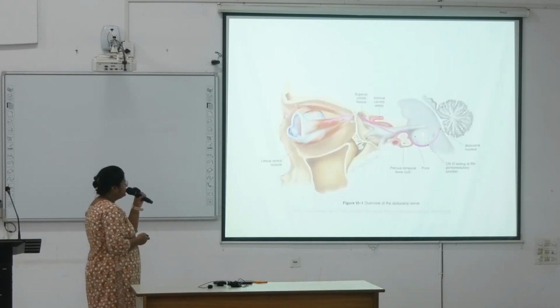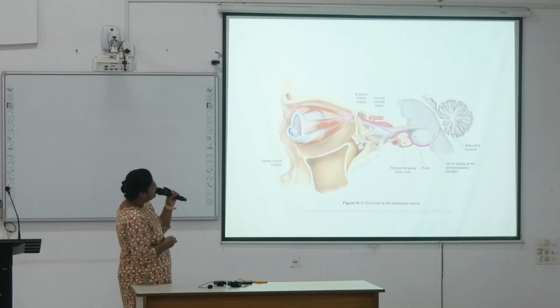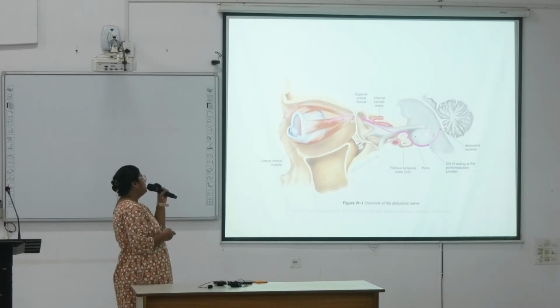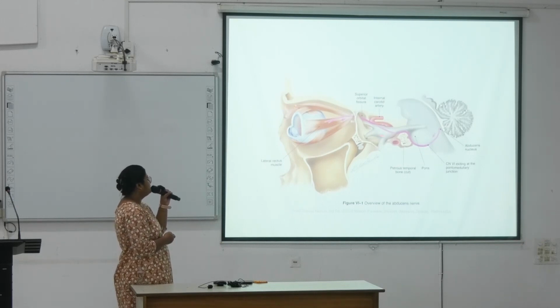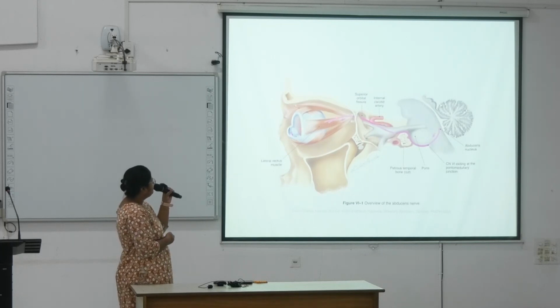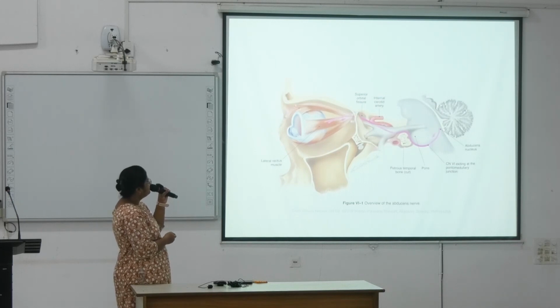See here, the abducent nucleus is lying within the pons, and this nerve comes out through the ventral aspect, then passes through the cavernous sinus, entering through the superior orbital fissure, through the annulus of Zinn along with the oculomotor nerve, supplying the lateral rectus. And this is the internal carotid artery. It is lying in close relation with the artery within the floor of the cavernous sinus.